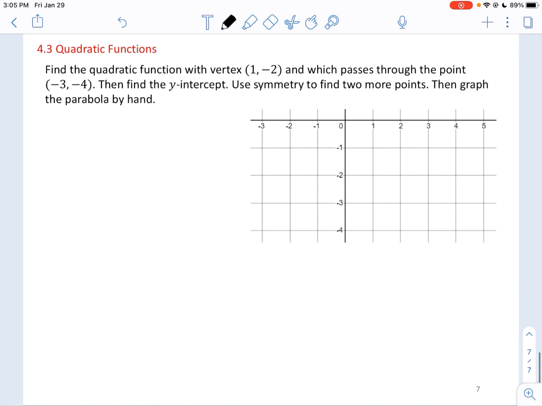Find the quadratic function with vertex 1, negative 2, which passes through the point negative 3, negative 4, which is way over here. Then find the y-intercept, use symmetry to find 2 more points, then graph the parabola by hand.